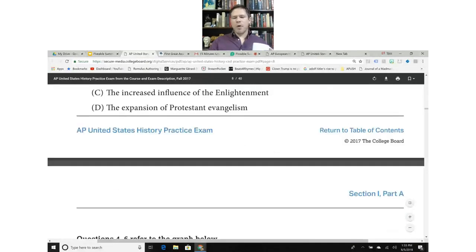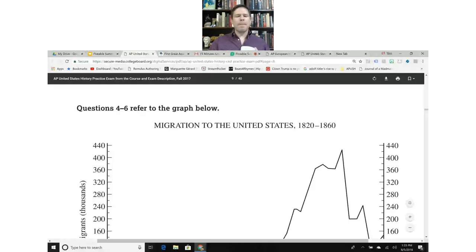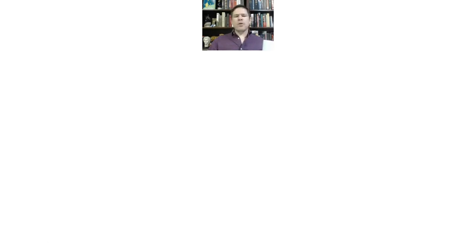Now, another thing before I look at some questions here. Now, 4 through 6 refer to the graph below. Migration to the United States.